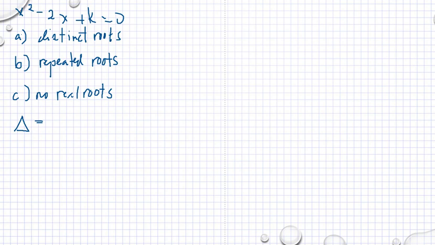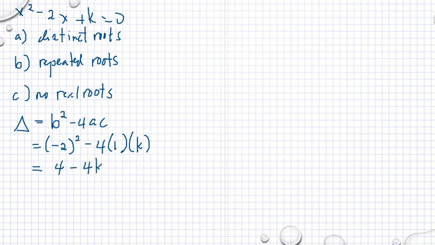Okay, so the discriminant is b squared minus 4ac. We have negative 2 squared minus 4 times a, which is 1, times c, which is k. That means we have 4 minus 4k. That's our discriminant.